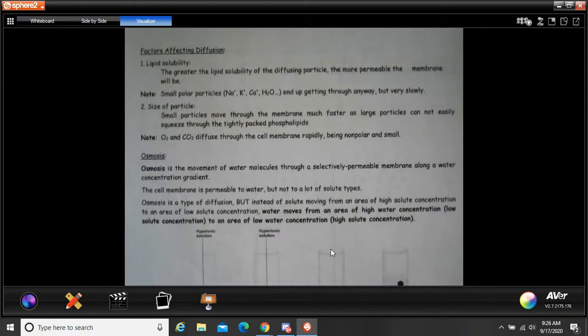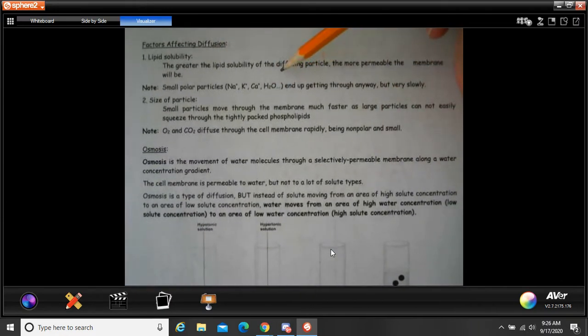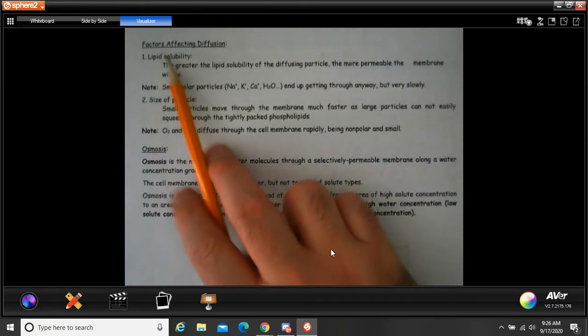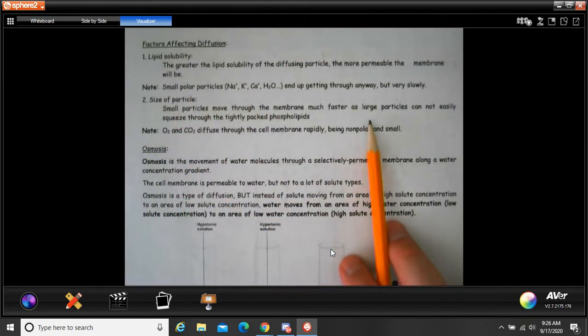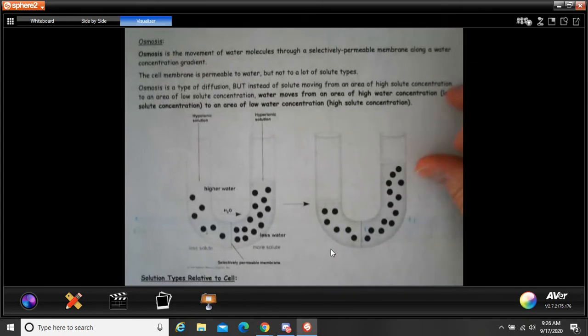Now, this is something that comes up a little bit in grade 12, so we're just going to quickly go by this as we jump over to osmosis. Actually, we'll kind of skip this part here. You can read it through. It'll be something that comes up in grade 12. Let's just go over to osmosis here.